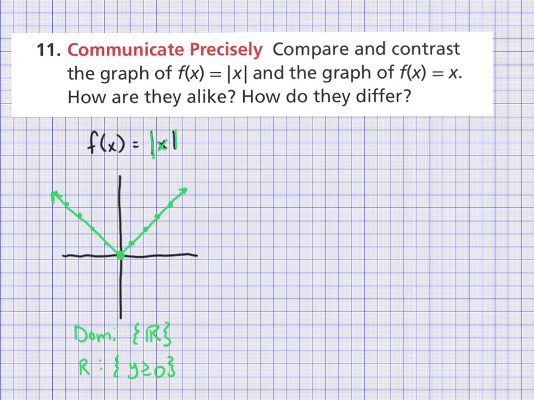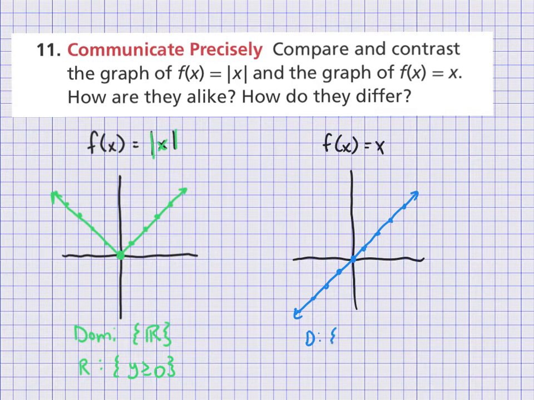Okay, so what about the function f of x equals x? What does that do? Well, it's pretty much the exact same for half the graph. So here it goes up in this direction. However, it doesn't bounce. It goes down in this direction. So to clean that one up, it looks like so. And what is true? Well, the domain is the same. The domain is all real numbers.